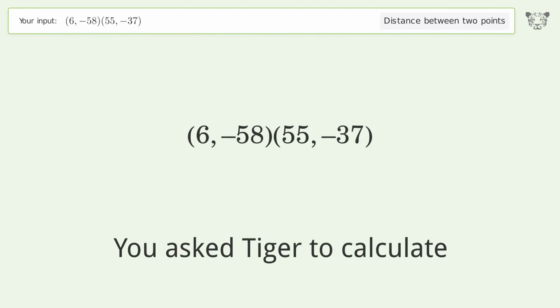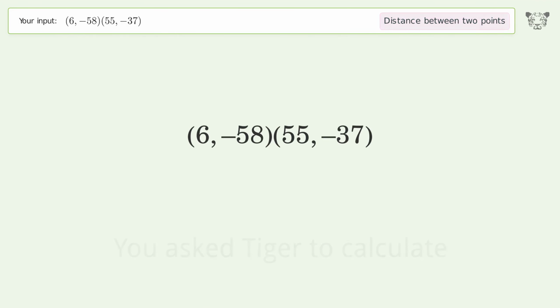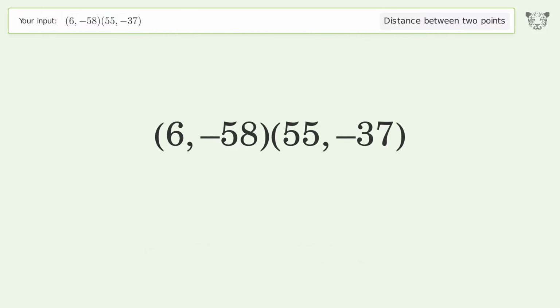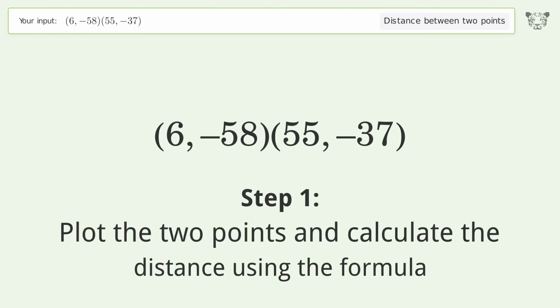You ask Tiger to calculate. This deals with the distance between 2 points. The distance between the 2 points is the square root of 2,842, or 53.31. Let's solve it step by step. Plot the 2 points and calculate the distance using the formula.